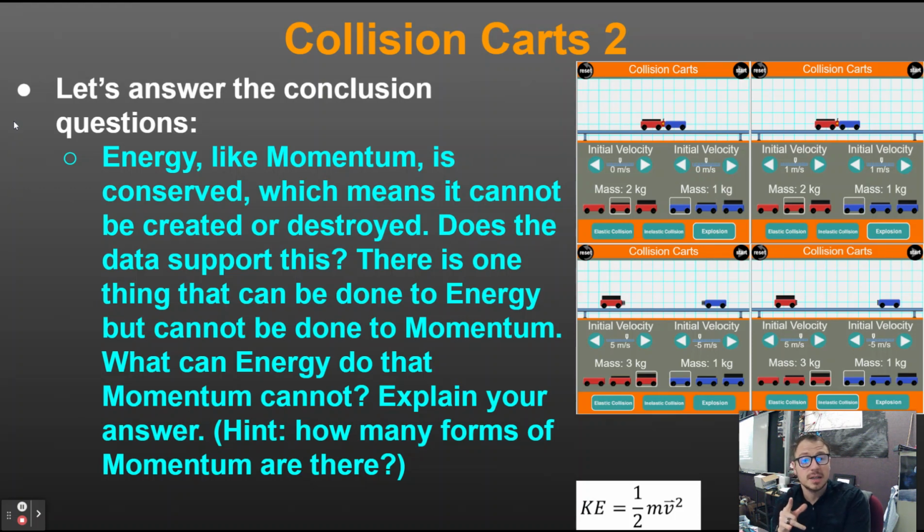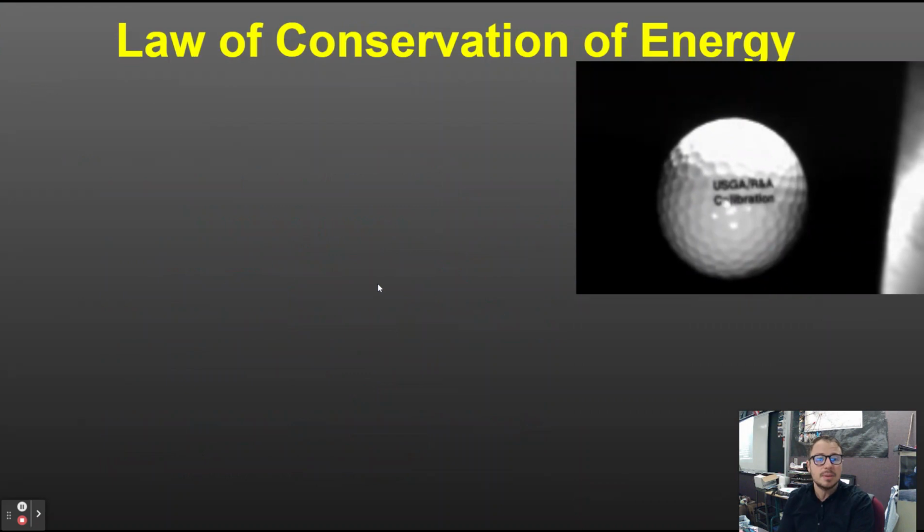So what's happening is, think about that explosion. I started with zero kinetic energy. That explosion caused it to have kinetic energy. That energy originated from the chemical potential energy inside of the original explosion. So what energy can do that momentum cannot is transform and change into other forms of energy. And that's what was happening here.